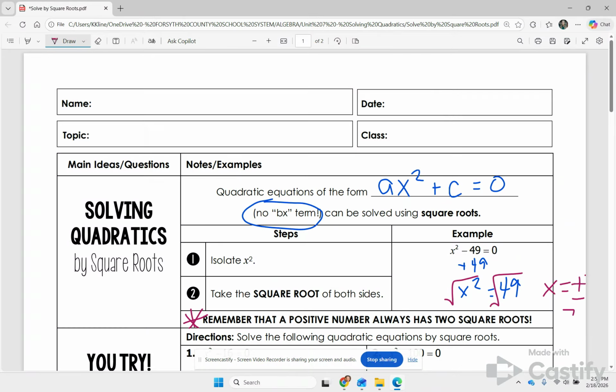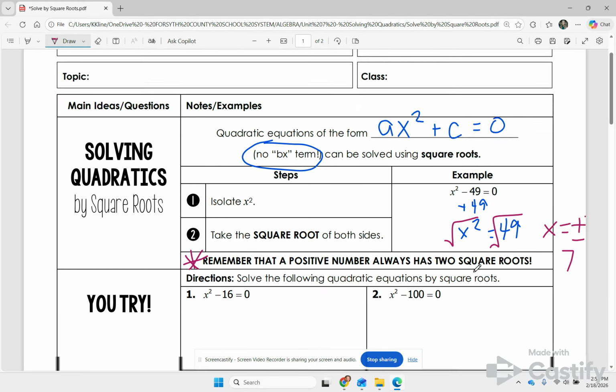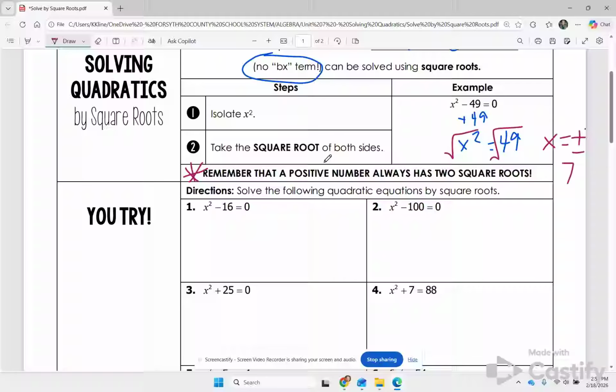Oops, it won't let me write. Sorry. And you're done. So again, you can do this when there's no bx term. So it cannot be in standard form. It has to have no bx term. And you just isolate x squared and then take the square root.